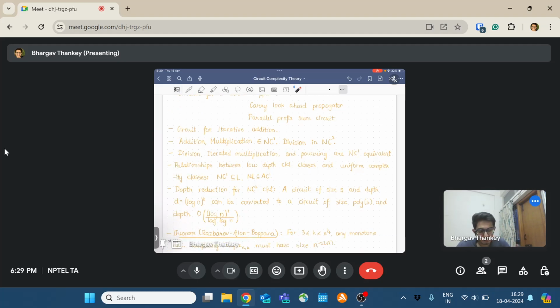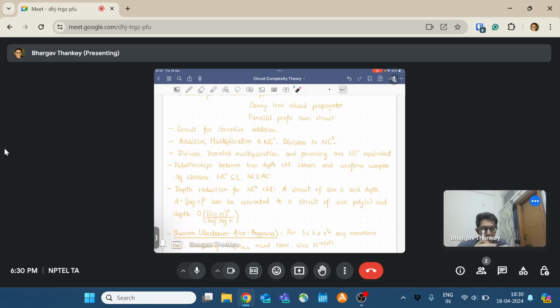And then we saw that three problems, division, iterated multiplication, and powering, are NC1 equivalent to each other. What does this mean? This means that if you have oracle gates for division, that is, gates that take two numbers x and y and give you the division of x by y, then using such oracle gates, you can do iterated multiplication and powering using just an NC1 circuit. So for iterated multiplication and powering, you have this special NC1 circuit, which in addition to AND, OR, NOT gates can also have oracle gates for division.